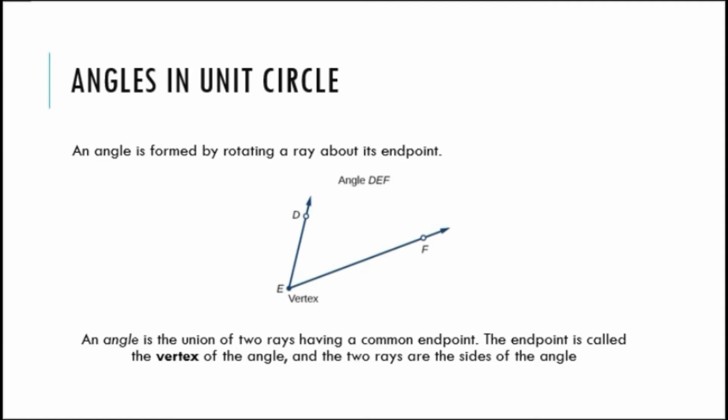The angle shown on your screen is formed by the ray ED and ray EF. Angles can be named using a point on each ray and the vertex, such as angle DEF or FED. Just make sure to put the letter of the vertex, or the common endpoint, in the center.